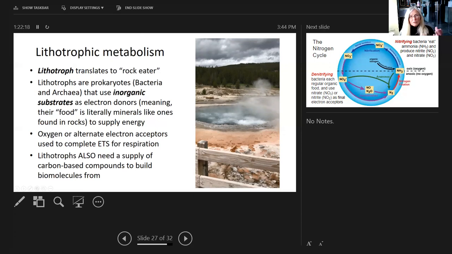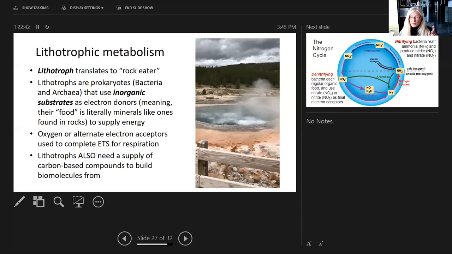So they're using inorganic substrates as electron donors. That's why they're called lithotrophic rock eaters. They can use oxygen as a final electron acceptor, but guess what? Lots of them are anaerobic, like the ones that you would find here. Could be anaerobic to complete the electron transport system and respiration also.